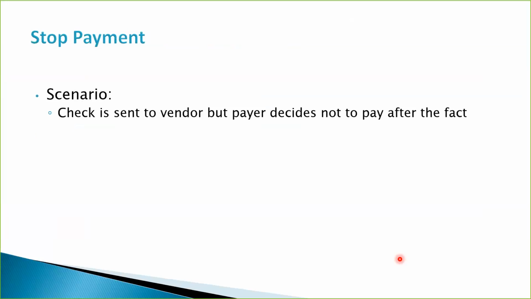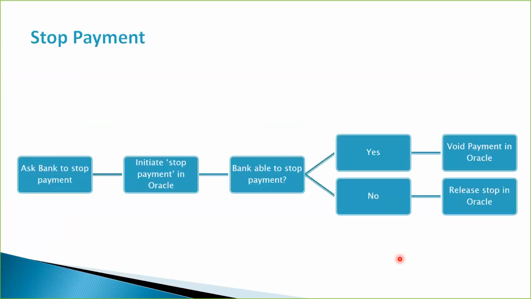So what about the scenario whereby you have already written the check and sent it out to the vendor, and then post fact you realize that you don't want to make this payment, all right? So what do you do? One, the first step is you call your bank, right? Because they're the ones who are going to make the payment from your account to the vendor's account, so you call them and ask them to stop the payment.